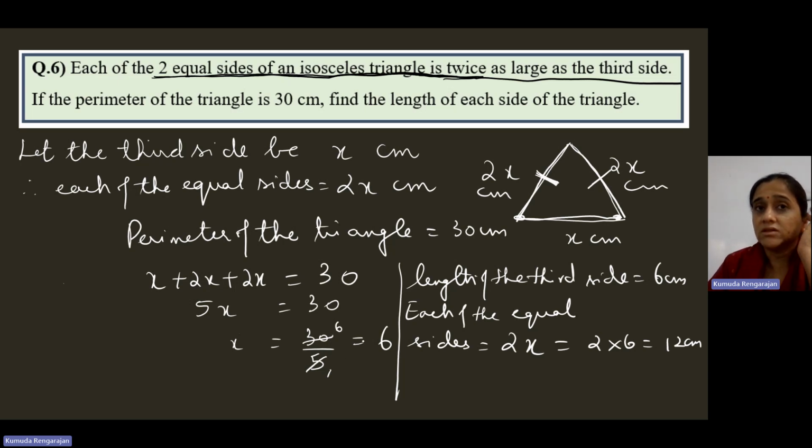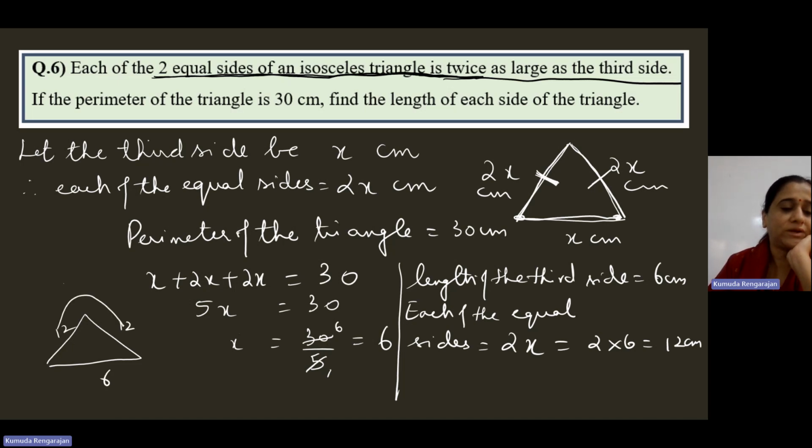So what is x? The third side. So third side is 6. Equal sides 2 into 6, 12 centimeters. So the triangle is 12, 12 and 6. 12 plus 12, 24. 24 plus 6, 30. So the perimeter is 30. All right.